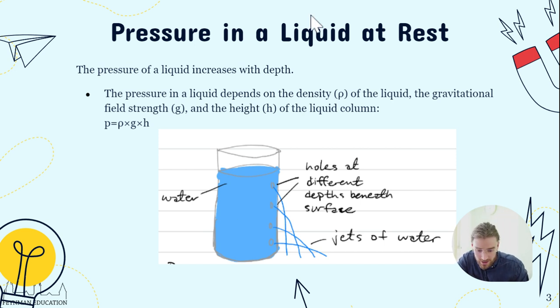So that's why when we do the equation for pressure in a liquid, it's going to be equal to the density of the liquid multiplied by gravity, because that's what's pulling the liquid down, multiplied by the height of how much of that liquid is above you.